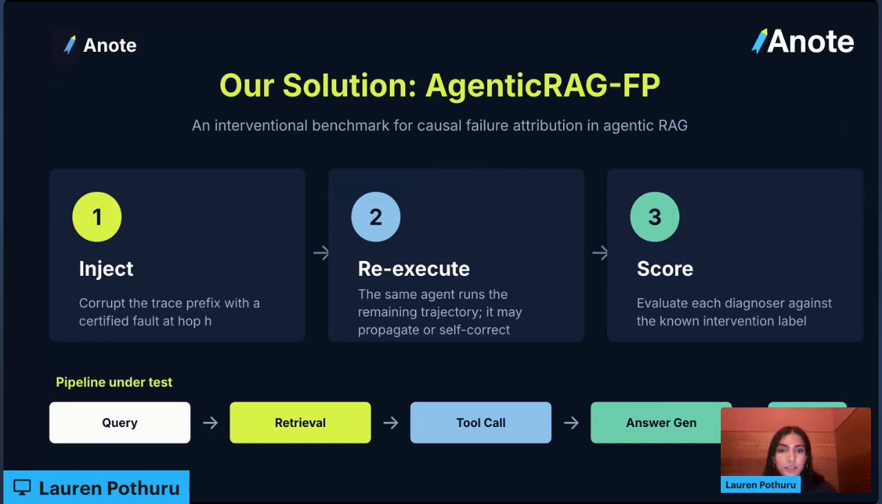And the crucial design choice here is that the downstream response or suffix is a genuine agent reaction to the corrupted context. And it's not just something like tracing it statically throughout the whole benchmark. So this will allow us to study propagation and recovery on a variety of different error cases.